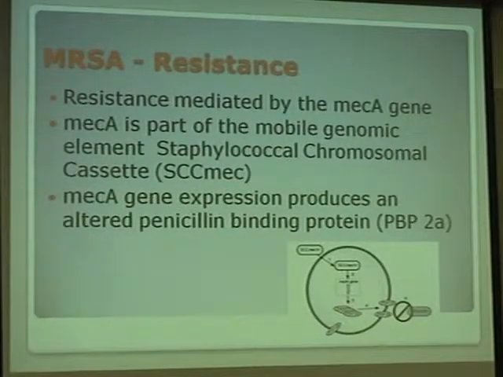And they do that through the mecA gene, and it's part of this whole chromosomal cassette. But mecA gene expression produces an altered penicillin binding protein. So this is what makes penicillin, even if we're not cleaving that beta-lactam ring, still not able to work against Staph aureus.